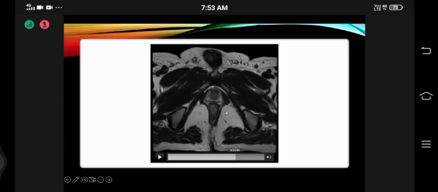So this is the ischiorectal fat. This is outside the rectum. So this is the ischiorectal fat, prostate, sphincters. This is the puborectalis, pubococcygeus, puborectalis, and the external sphincter.